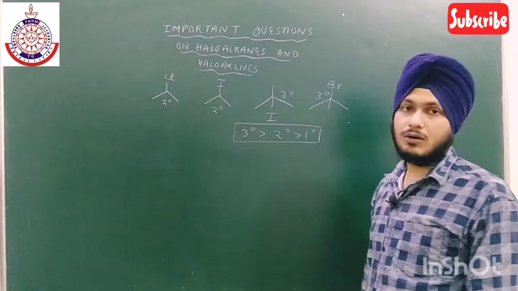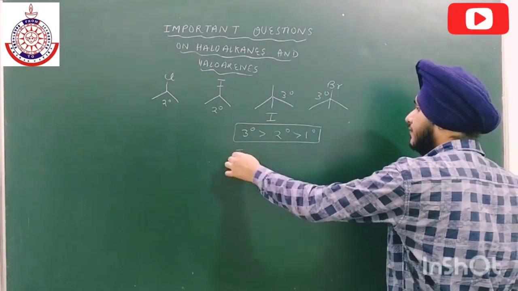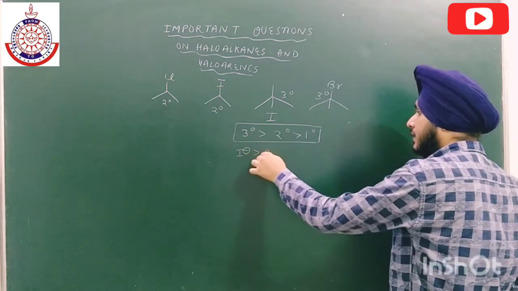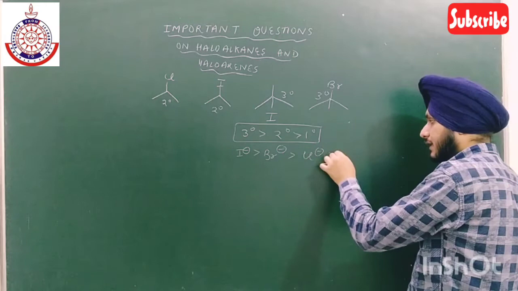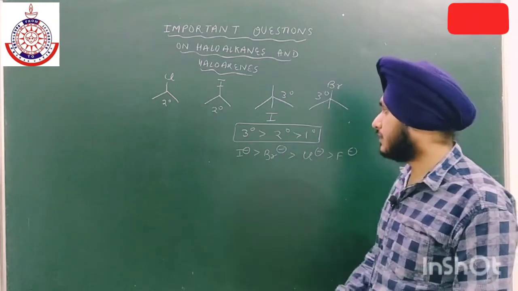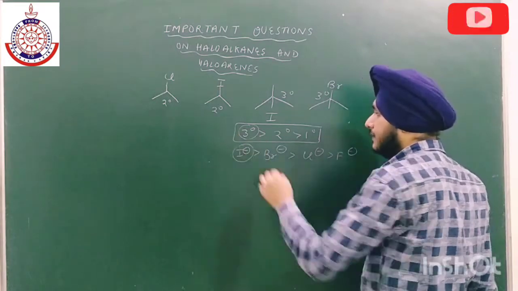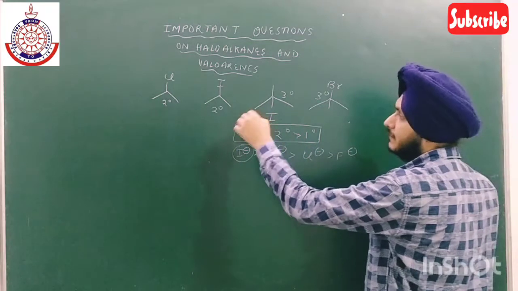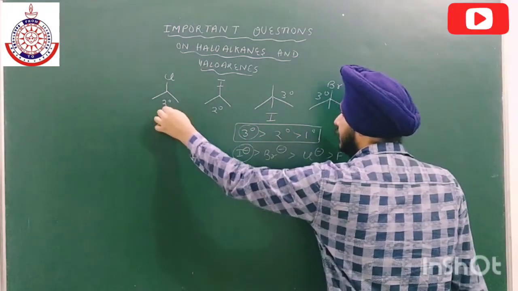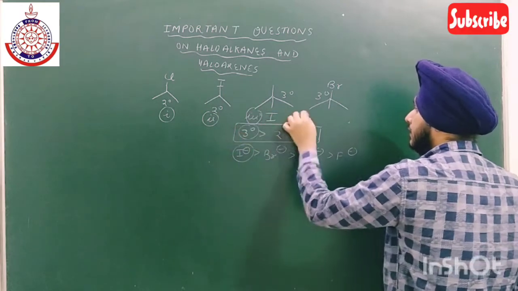Now the order of the leaving group is also very important. I negative will leave more easily, then Br negative, then Cl negative, and at last F negative. So the compound having 3 degree as well as iodine present will give the SN1 reaction very fast. So this will be the first one. I am giving it some numbering, 1, 3, and 4.